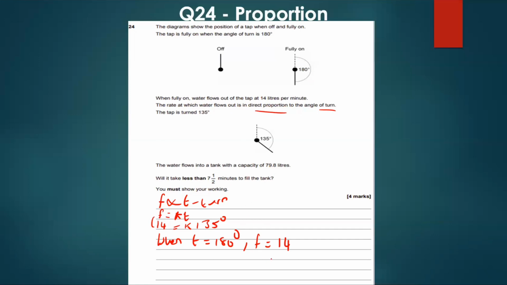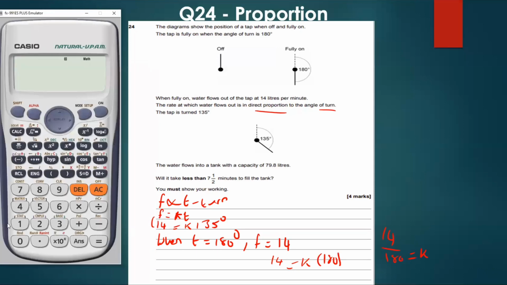So what we can do here is rearrange our equation and say, when F is equal to 14, that is equal to K times 180. So rearranging that equation to solve for K, we can do 14 over 180 is equal to K. So in our calculator, doing 14 over 180, see if that simplifies down.